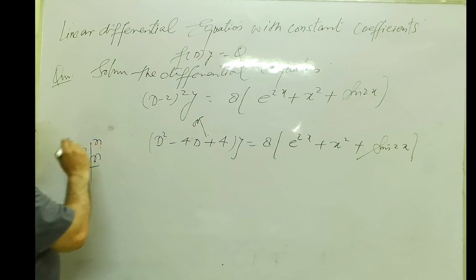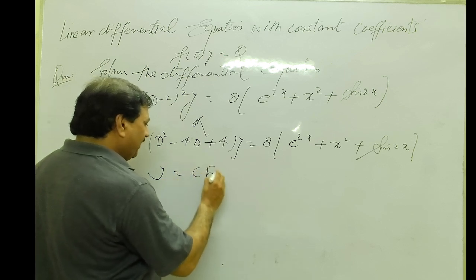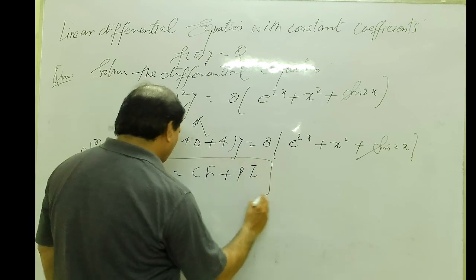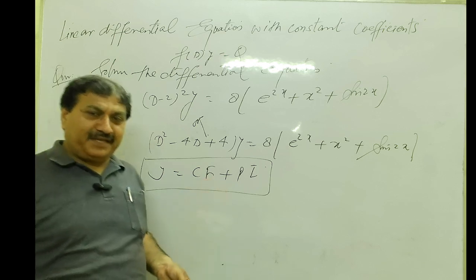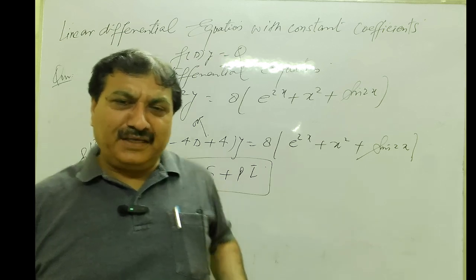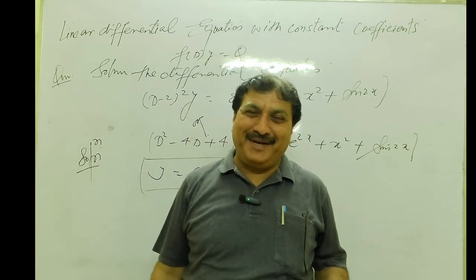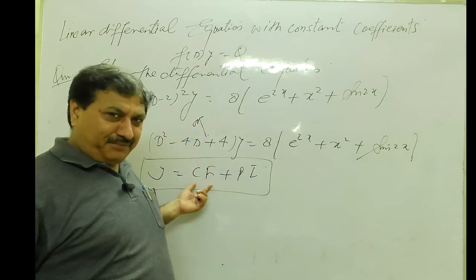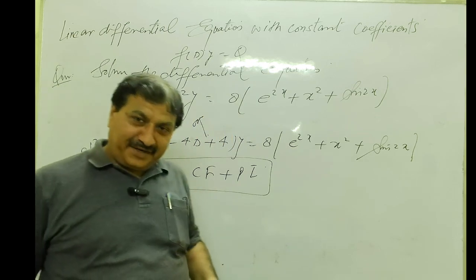The solution of the differential equation is y equal to CF plus PI. This is the complete solution of the given differential equation. CF is the complementary function and PI is the particular integral. First of all, we will calculate the complementary function, CF. That means we find the auxiliary equation.